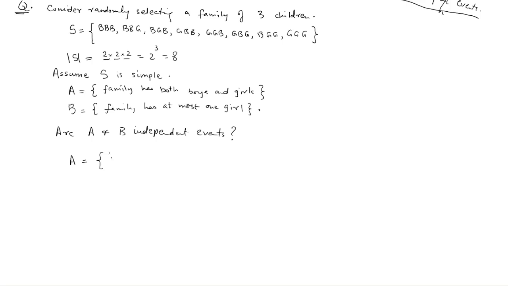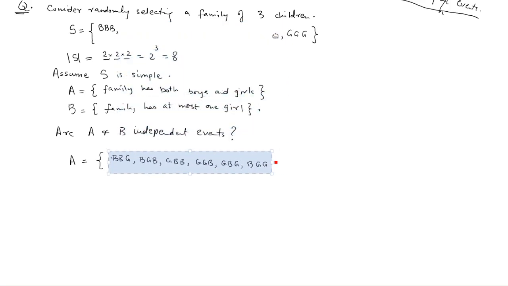Anyone? Okay, only the first one and the last one. The first one is all boys and the last one is all girls. So all the rest should be in event A. Let me just copy them. Okay, great.